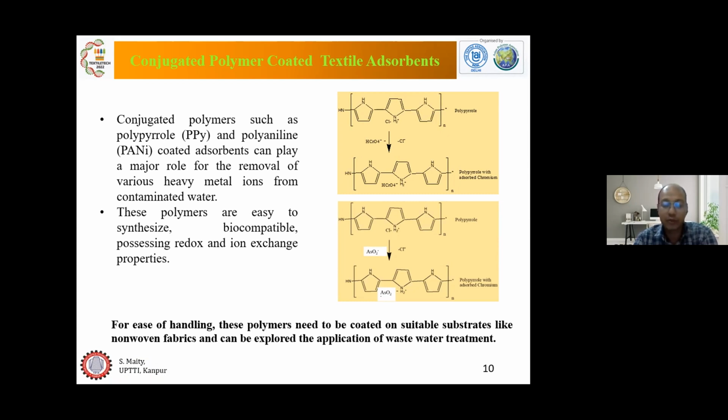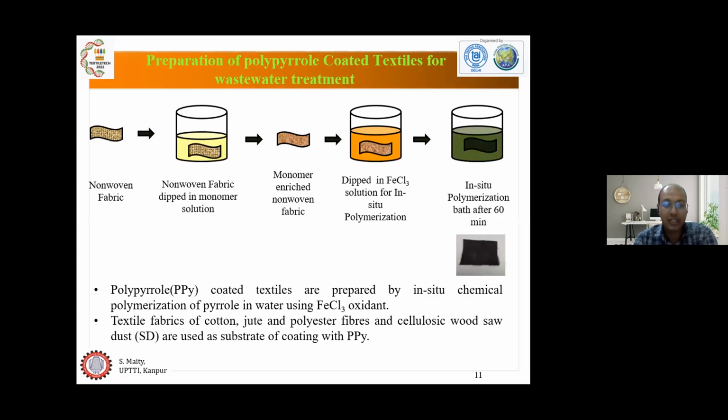The mechanism of adsorption of chromium ions and arsenic ions is shown here in this diagram. The preparation method of these adsorbent polypyrrole coated textiles is shown here in this diagram. You can see, if you have a textile fabric, just dip it in a monomer solution. The monomer will be pyrrole when you are going to use polypyrrole.